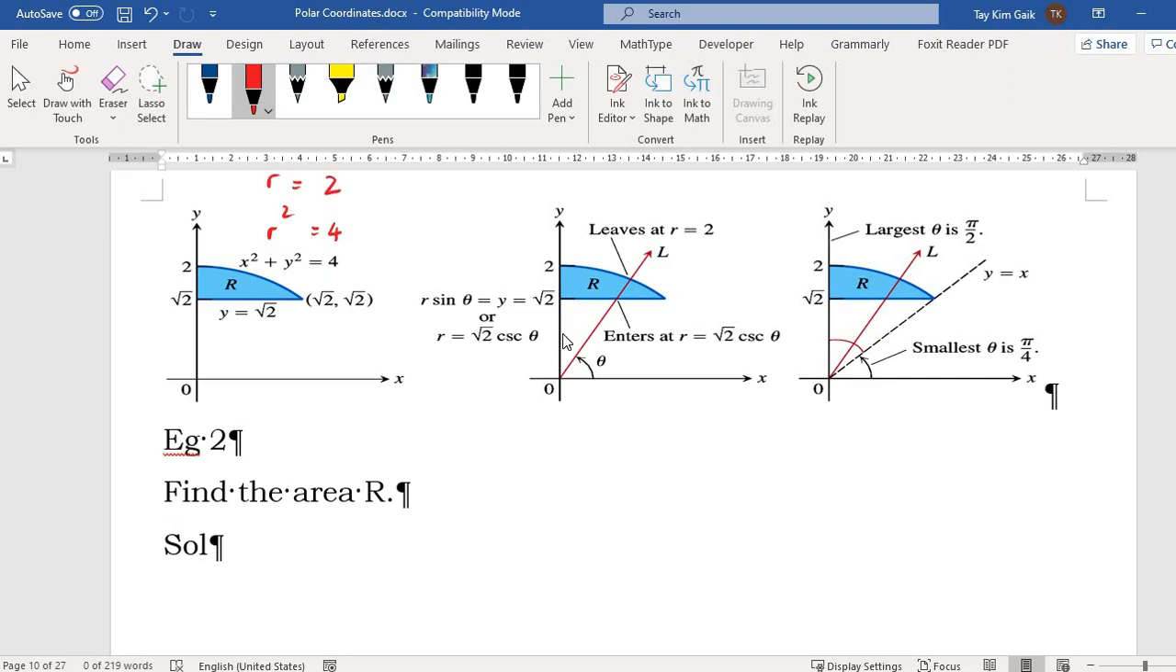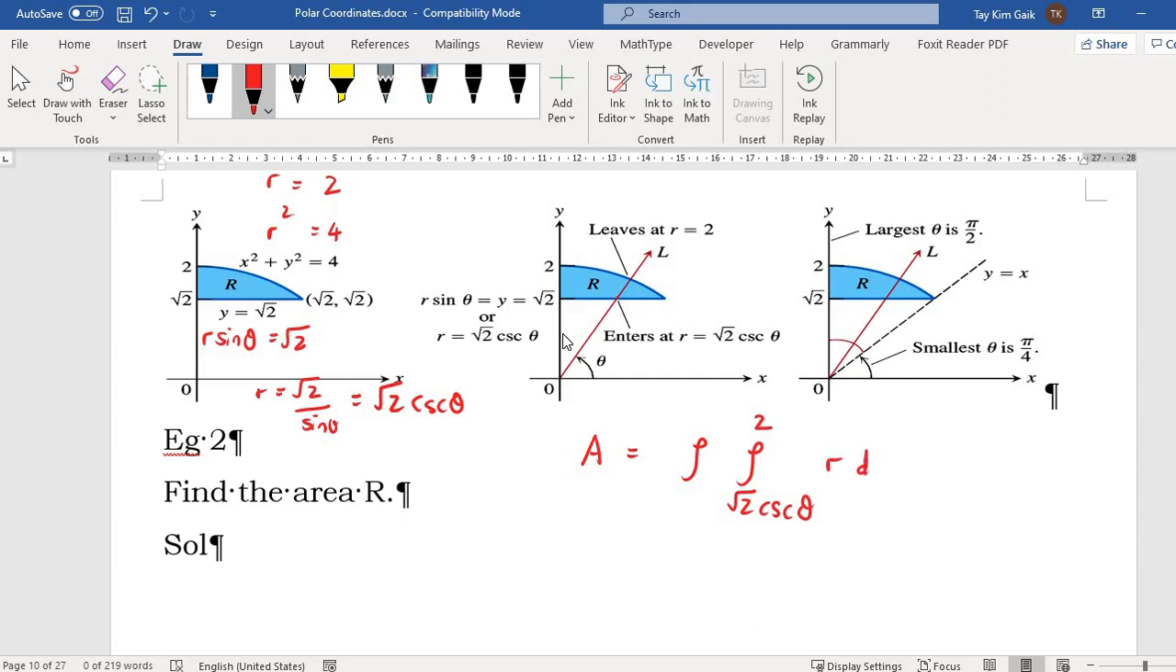The top curve is r equal to 2. The bottom is y equal to root 2, and you know y is actually r sin theta. So r is root 2 divided by sin theta, or root 2 times 1 over sin, which is cosec. How do you determine the r actually? You draw a slanting arrow. Touching here, this curve is r equal to root 2 cosec theta, up to r equal to 2. So r is root 2 cosec theta up to r equal to 2.